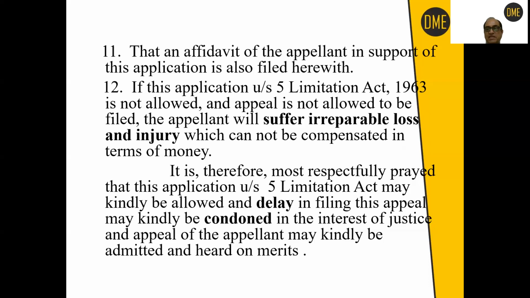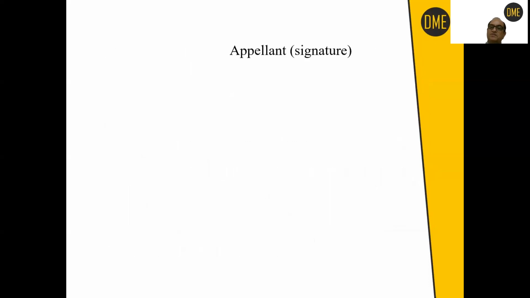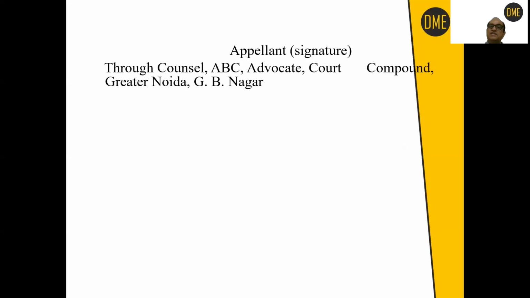And once the appeal is admitted, then of course both the parties will be heard on merits, whether the appeal should be allowed or whether the appeal should be dismissed. At the end of this application, the appellant has to put his signature, and the counsel ABC advocate will also sign this application under section 5 of Limitation Act, and it has to be duly dated.